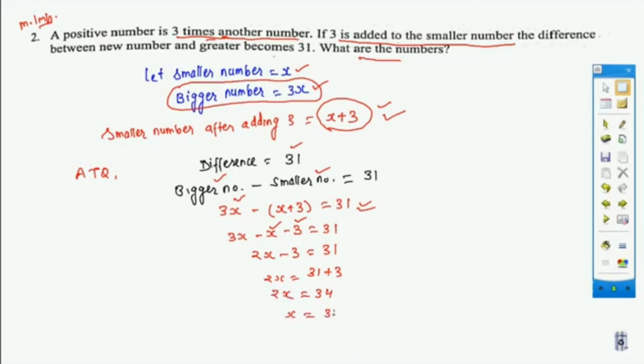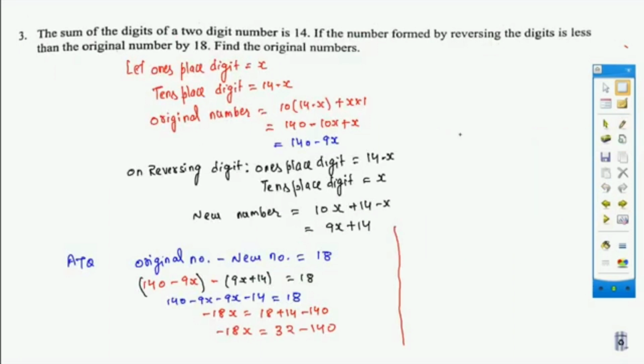2x is equal to 34, x equal to 34 by 2, which is equal to 17. Similarly, the smaller number is 17 and the bigger number is 17 into 3, which is equal to 51. Is it clear? Next question.